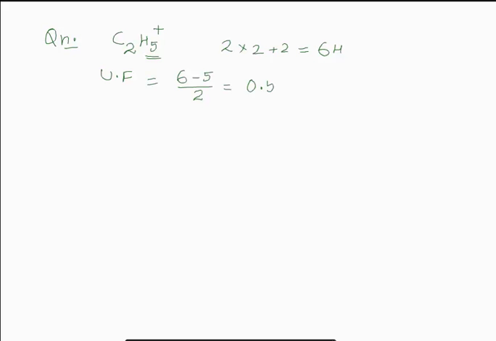Now unsaturation factor is not necessarily an integer, it can be a fraction also. For example, calculate unsaturation factor for this compound. So this is a carbocation. Now for 2 carbons we would expect 2 into 2 plus 2, that is 6 hydrogen is required. But we have only 5 hydrogen. So unsaturation factor is 6 minus 5 divided by 2, and that is 0.5. So unsaturation factor can be a fraction also.